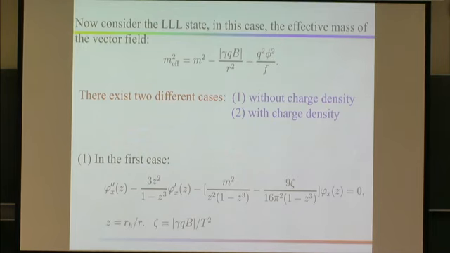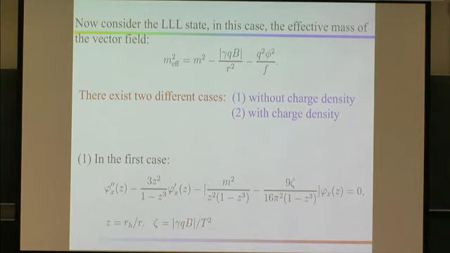So there exist two different cases without a charge density: the case where the last term vanishes, or the case with the last term. So let's first consider the first case. In this case, the equation of motion for phi x turns out to be this one. Here we introduce the coordinate z. z is defined as this one, and theta is defined as this one, the magnetic field over the temperature square.